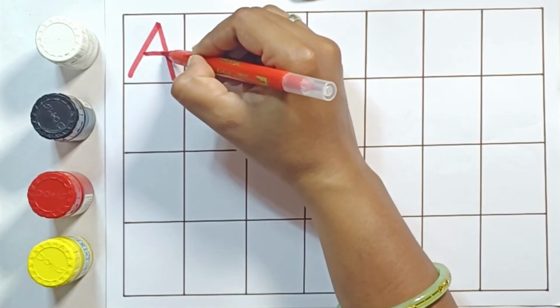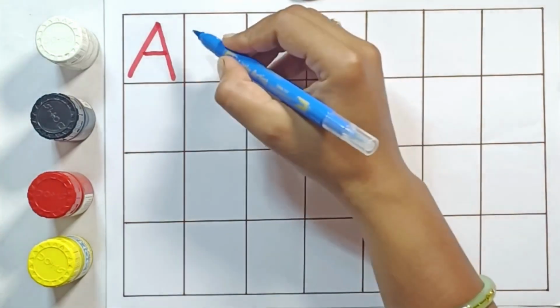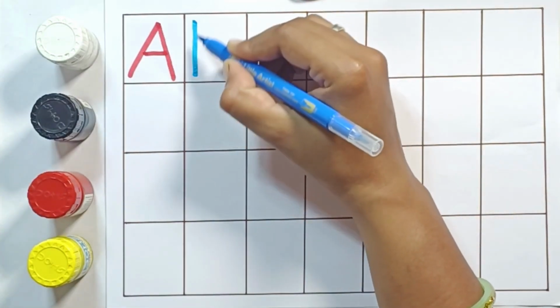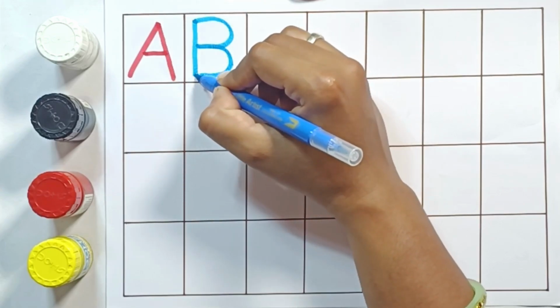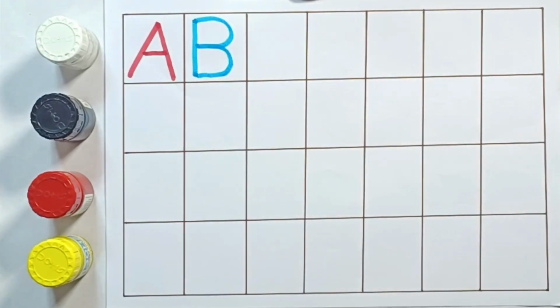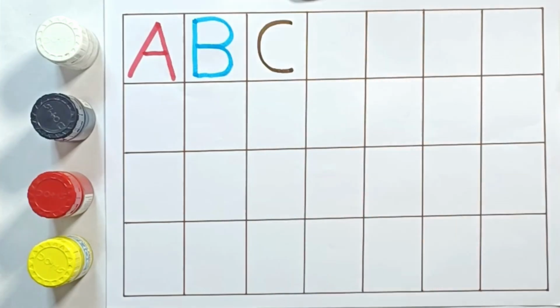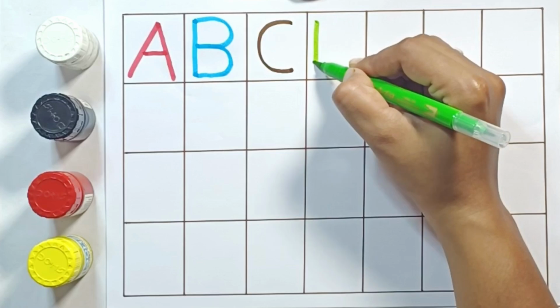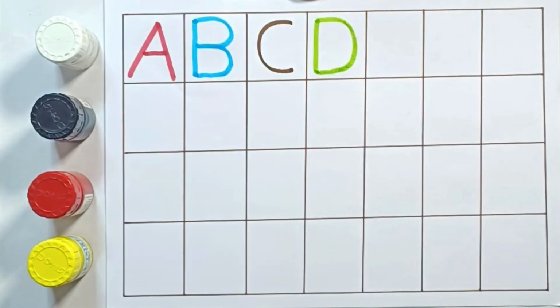A for apple. A for apple. B for banana. B for banana. C for cherry. C for cherry. D for Doraemon. D for Doraemon.